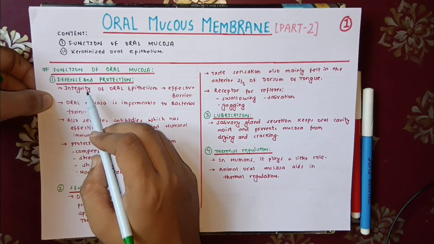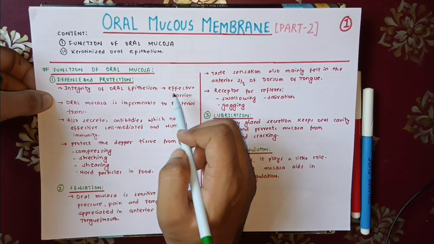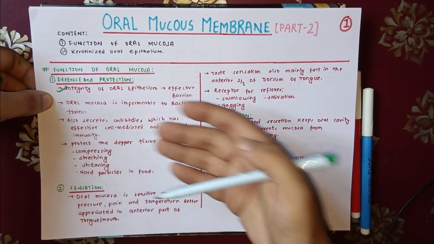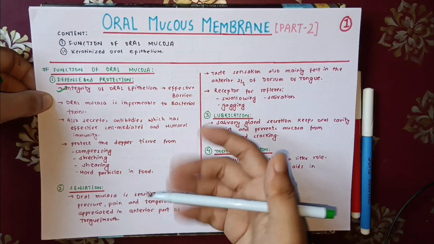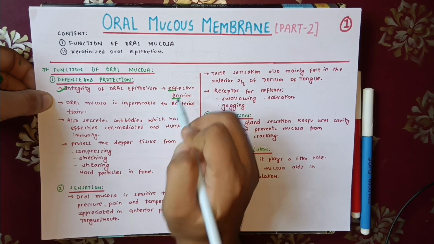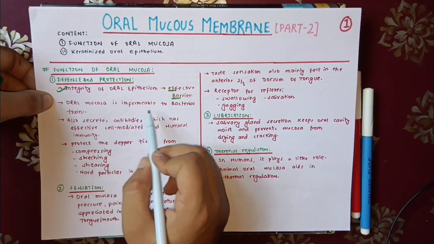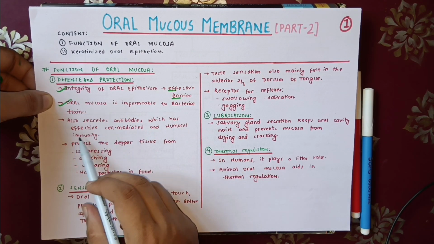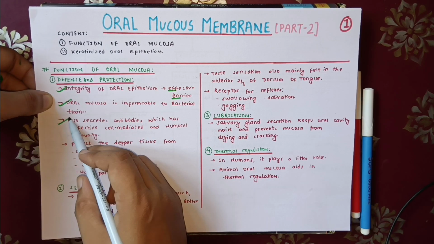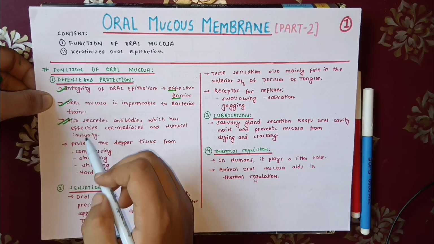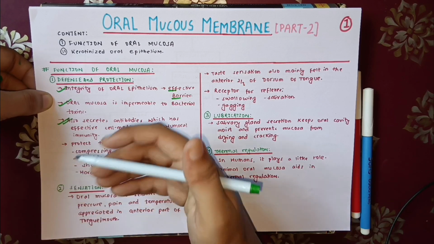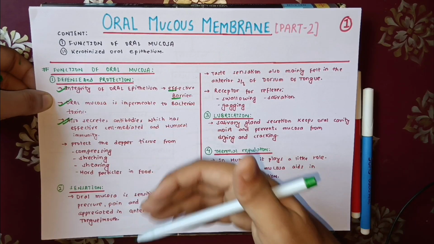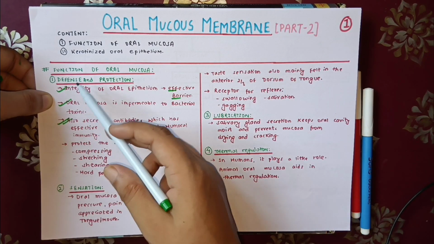In the first point, integrity of the oral epithelium forms a proper, effective barrier. In the next point, oral mucosa is impermeable to bacterial toxins, and it also secretes antibodies, which give effective cell mediated and humoral immunity. So this is important. In this pattern, the oral mucosa acts like a defense. It defends against the toxins.